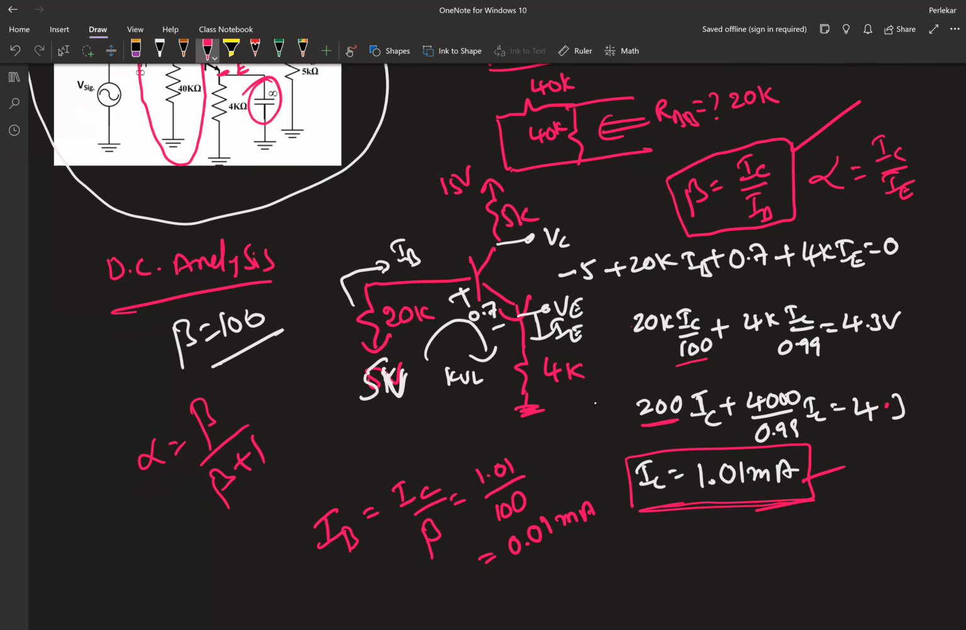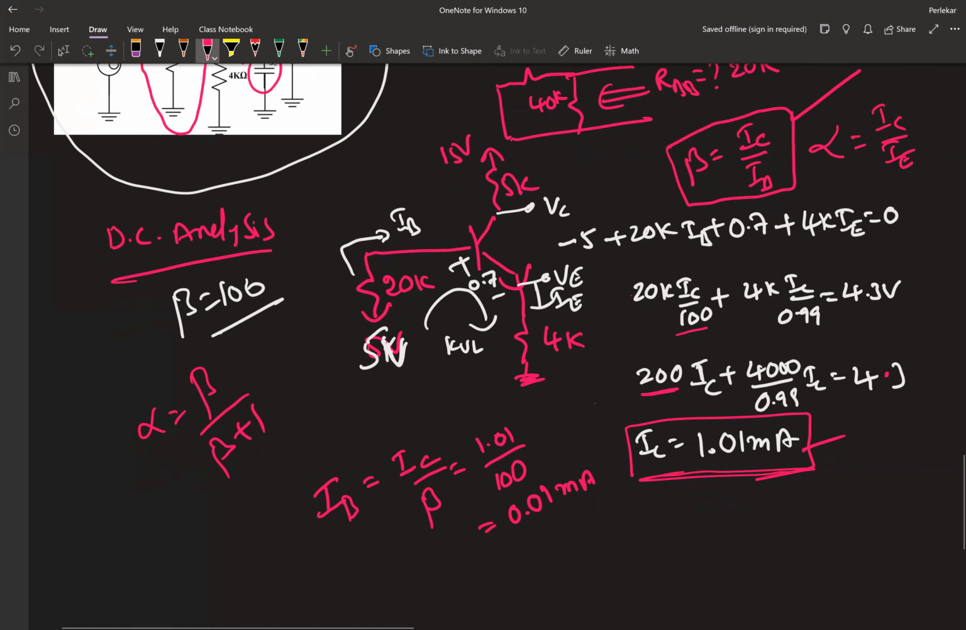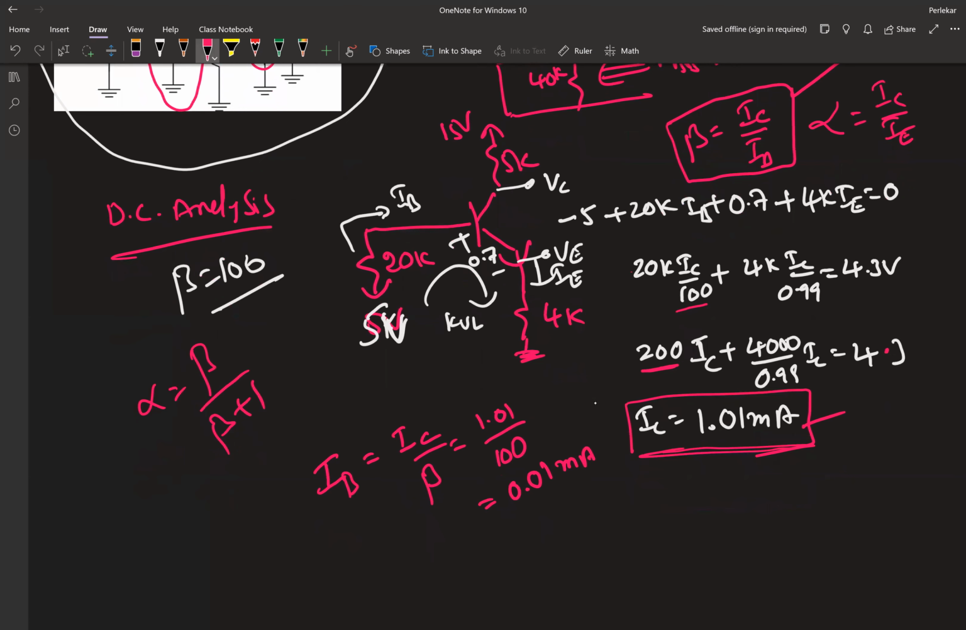Now, do I need IB? It's not much useful. I'm going to find IE. IE must be IC plus IB, or you can use alpha and find that value. Since I already found the IB value, I'm going to use that. So it's going to be 1.01 plus 0.01, so it's going to be 1.02 milliampere.